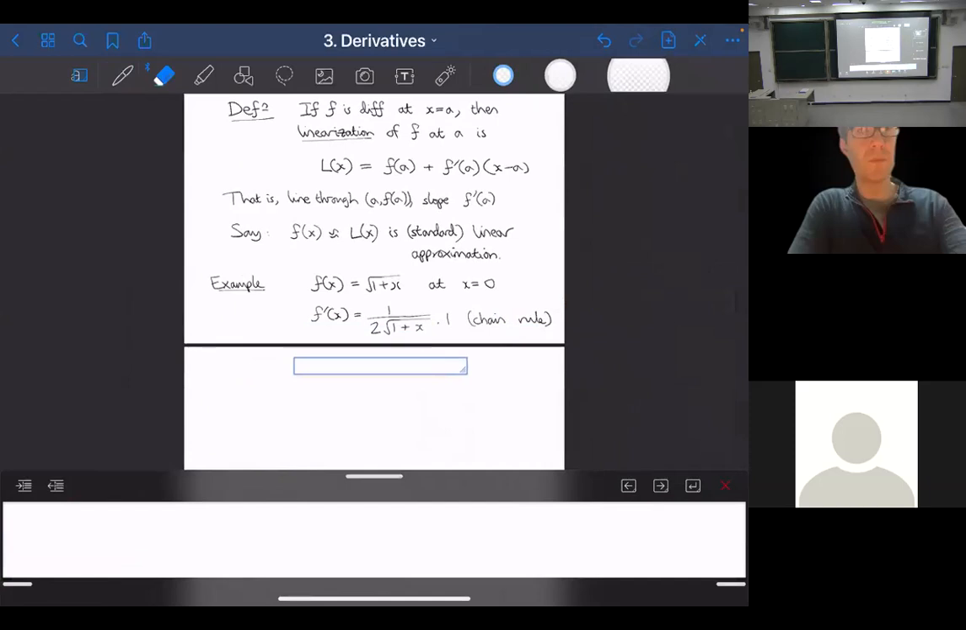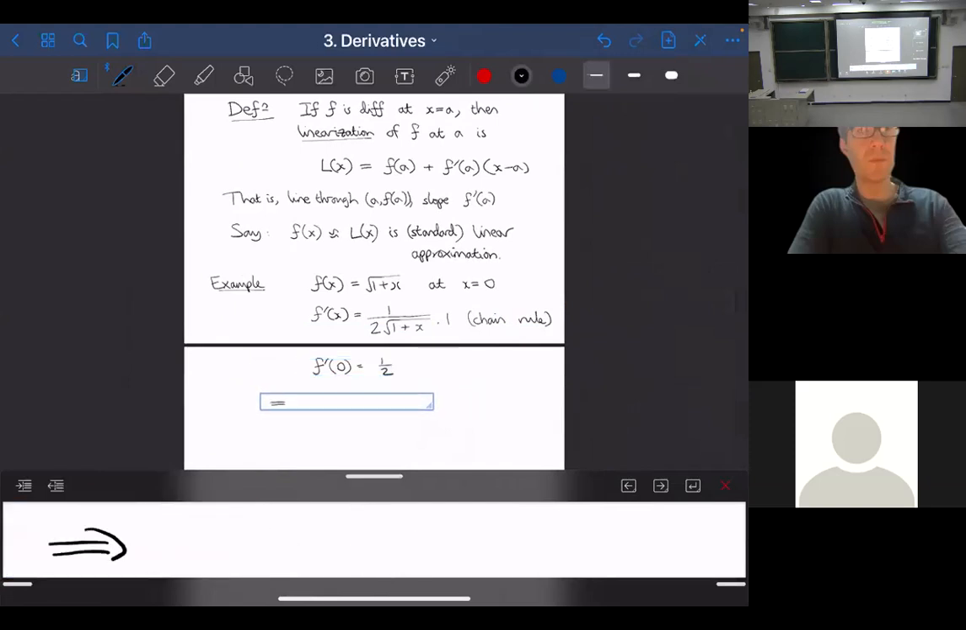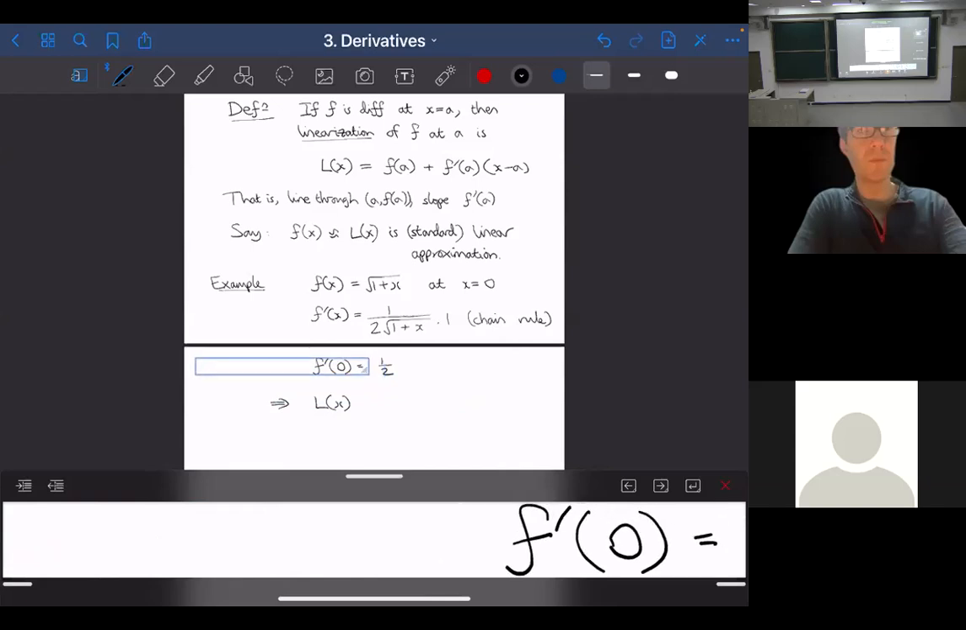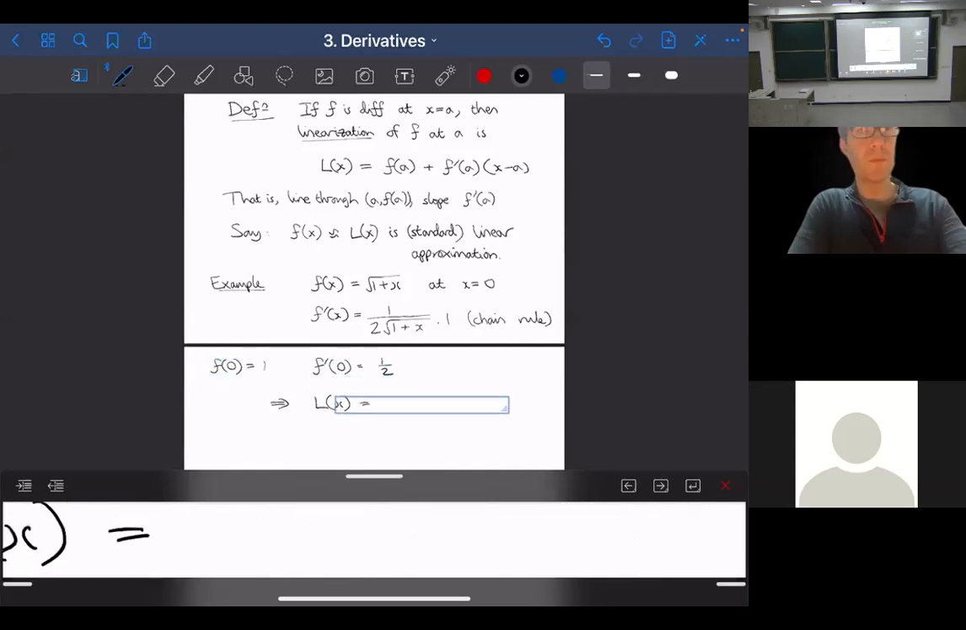Now, f prime of 0 is a half, so the standard linear approximation L(x) is f of a, or what's that? So f of 0 is 1. So we take 1 plus a half times x.